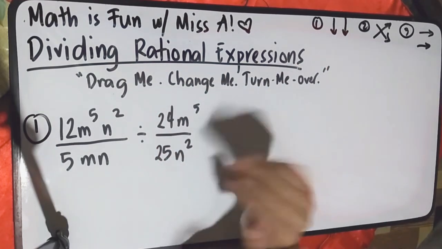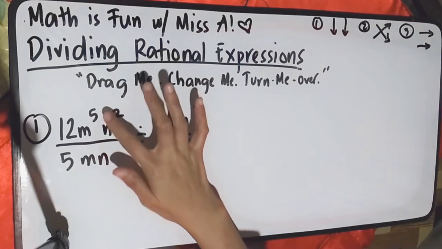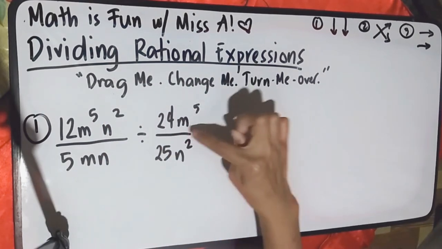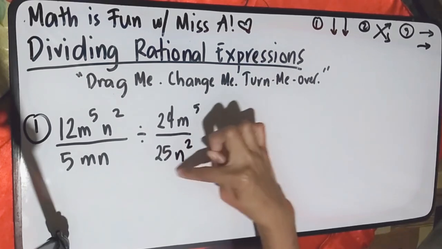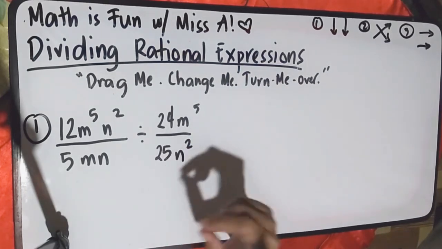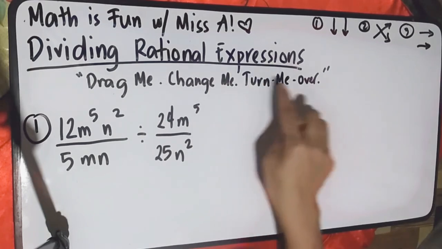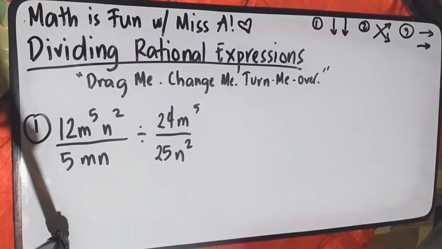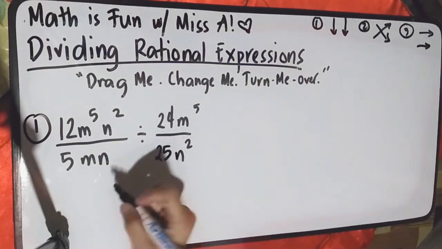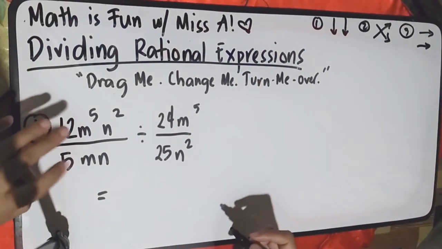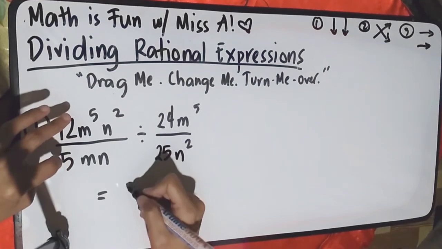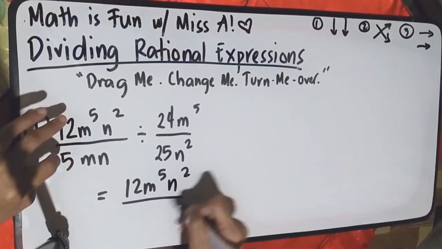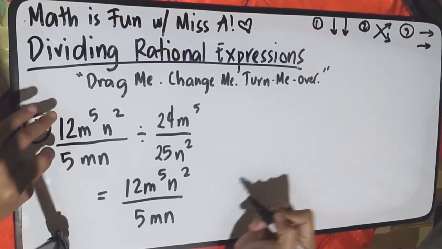Okay. So, let's start. You have 12m raised to 5n squared all over 5mn divided by 24m raised to 5 all over 25n squared. So, first step, again, you have the drag me, change me, turn me over. So, here is how you do this. Okay? Drag me simply means to copy your dividend. So, you have 12m raised to 5n squared all over 5mn.